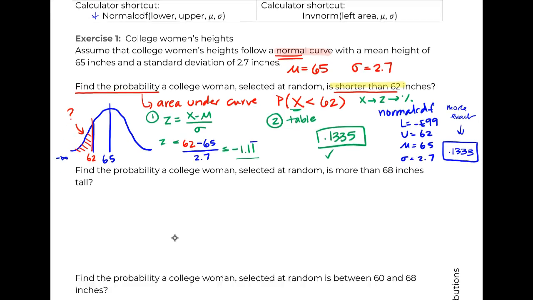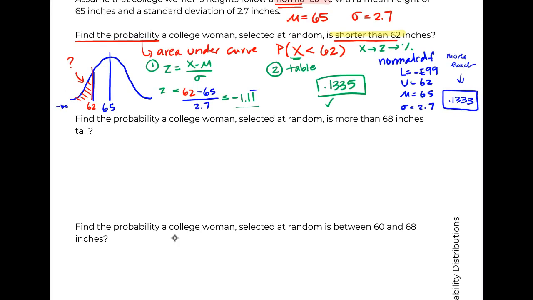All right, so I want you guys to try out the next two. Try using the calculator if you have one. If not, you can try through the table and make sure that your values are the same as mine, at least to that last decimal point, especially if you're using the table.